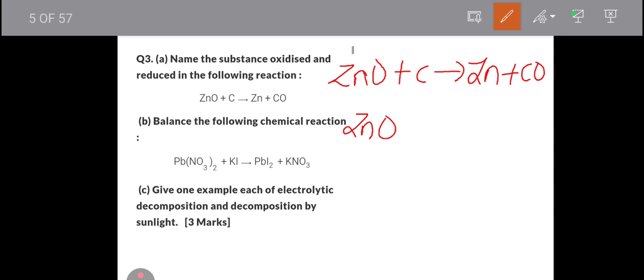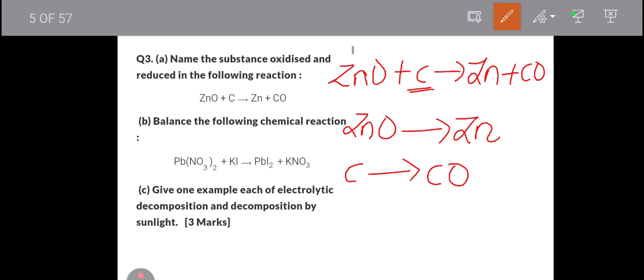This reactant, that is zinc oxide, is getting converted to what in the product? It is getting converted to zinc, right? Zinc oxide is getting converted to zinc. Okay, so now next reactant is carbon, right? So carbon, once it is forming the product, it is getting converted to what? Carbon monoxide, that is CO, right?